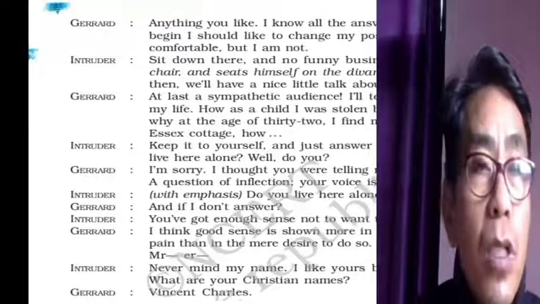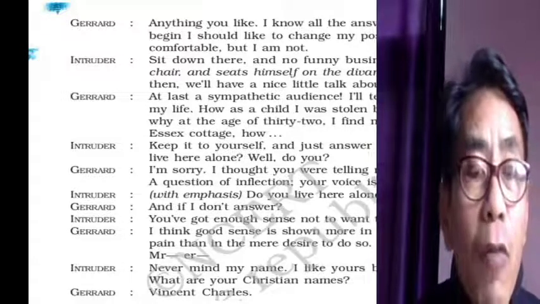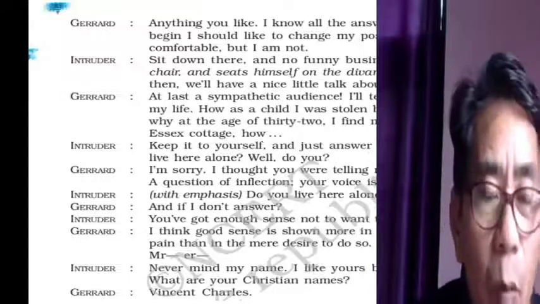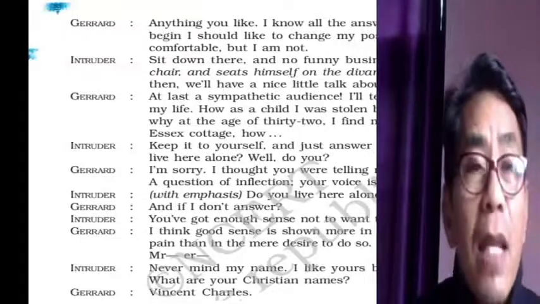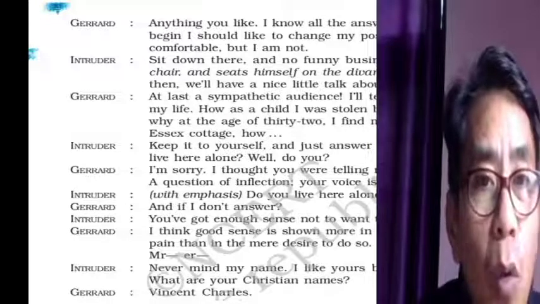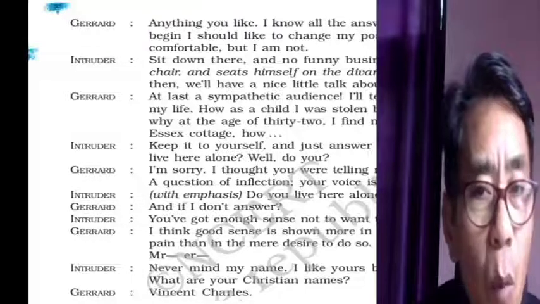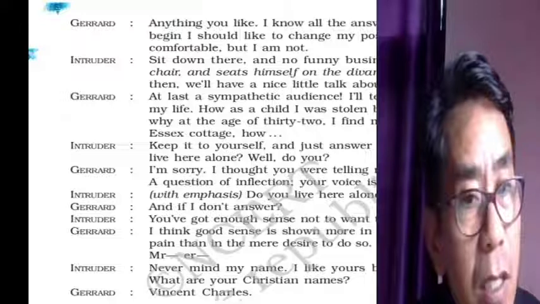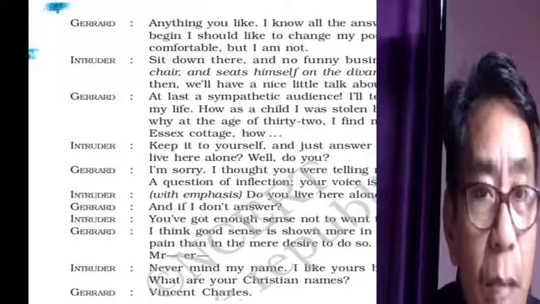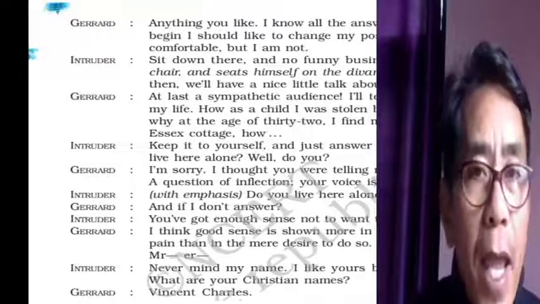And what was the intruder asking from Gerard? The intruder was asking for Gerard's identity. What was his actual name? What was his Christian name? And he was also asking whether Gerard was staying alone in the cottage or not. Yes. And do you remember the Christian name of Gerard? The full Christian name was Vincent Charles. So that was Gerard's Christian name.